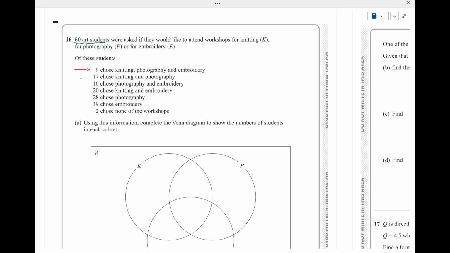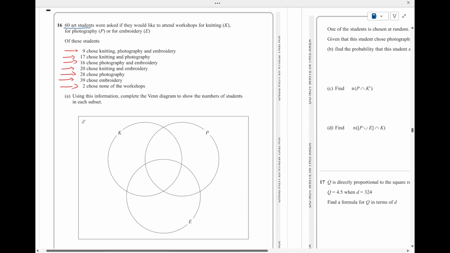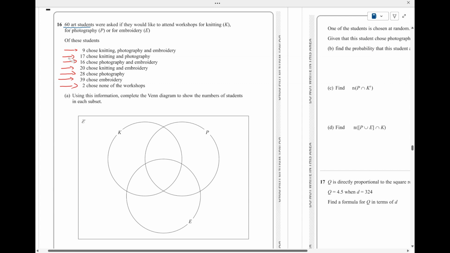chose knitting, photography and embroidery. 17, 16, 20, 28, 39, and 2 chose nothing. Use this information, complete the Venn diagram. Right, let's have a look. So from the top, 9 chose knitting, photography and embroidery. Well, I can put those in straight away. There we are, 9.